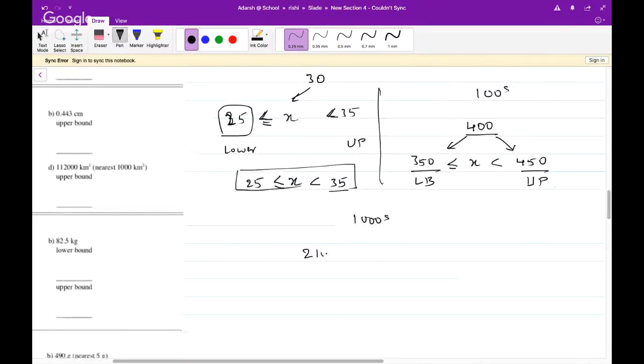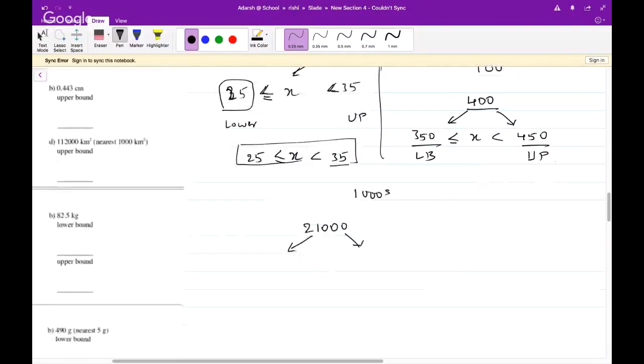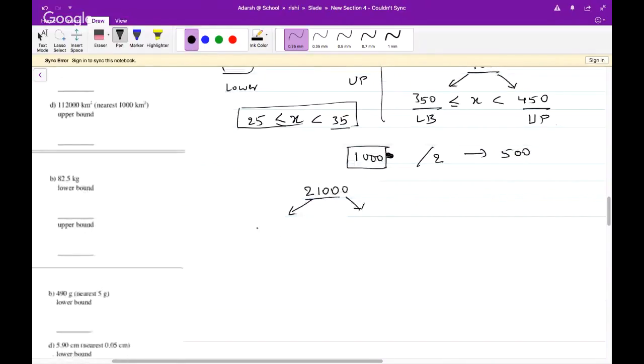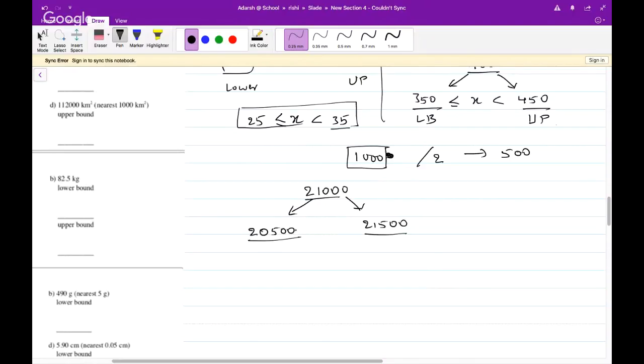Suppose you have 21,000 as a number. What will be your upper bound and lower bound? There is one more method of finding it out. You take the rounding unit, 1000, and divide by 2. Then you get 500. Subtract 500 from this number and add 500 to this number. So 20,500 is the lower bound and 21,500 is the upper bound. So this value lies anywhere between these. This number is the exact mid value when you're rounding off to the nearest 1000.